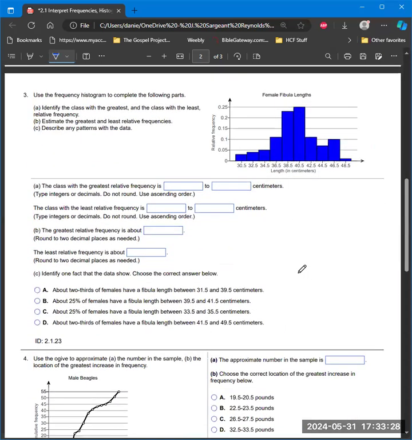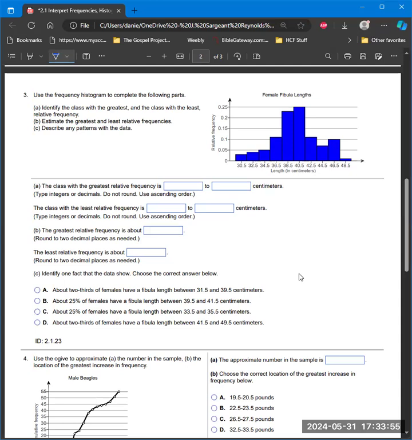Let's go ahead and look at this next one. Use the frequency histogram to complete the following parts. Identify the class with the greatest and the class with the least relative frequency. So relative frequency is shown here. Greatest relative frequency is going to be 25%. And that's from, let's see, we have a width here of 2.